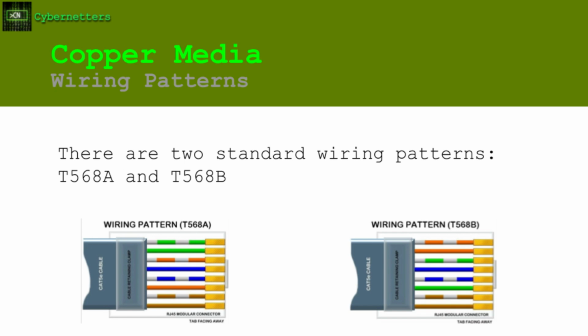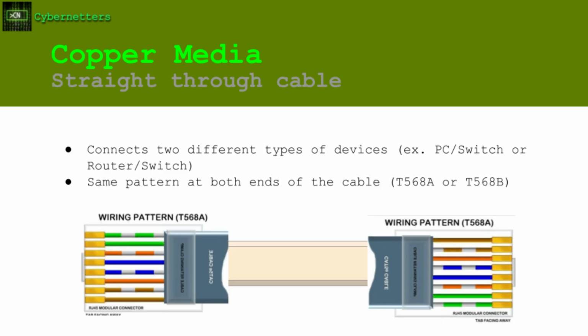So for the copper media, there are two different standard wiring patterns, as you can see in the diagram. They're called the T568A and the T568B. So imagine you're driving on a one-way highway where all lanes go in the same direction from point A to point B. Each car represents a signal, and the highway ensures smooth travel to the destination.